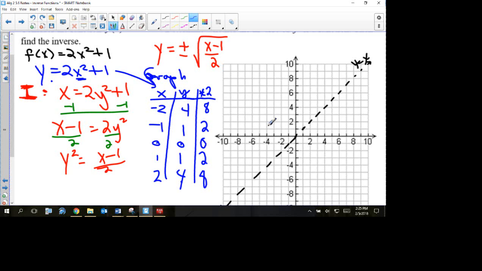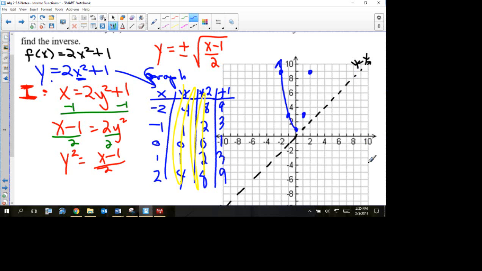Up 1. So that is also to the y values. So now we add 1 to the y values: 9, 3, 1, 3, 9. And remember, you only graph the outermost x and y. So negative 2, 9, negative 1, 3, 0, 1, 1, 3, 2, 9.